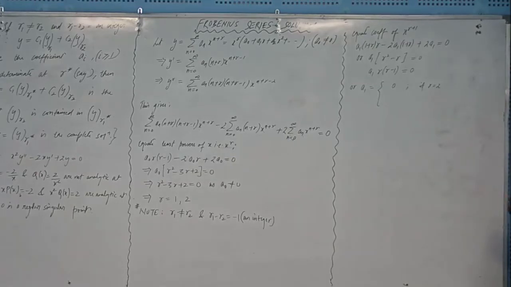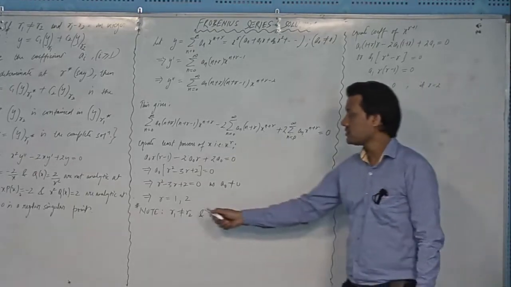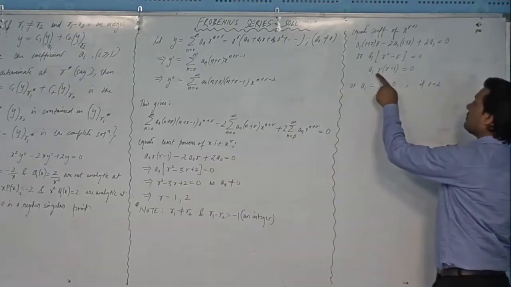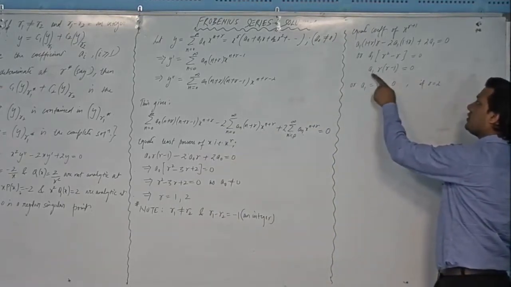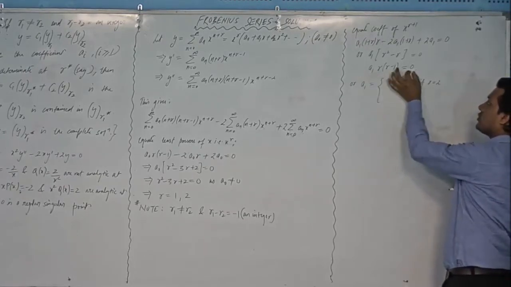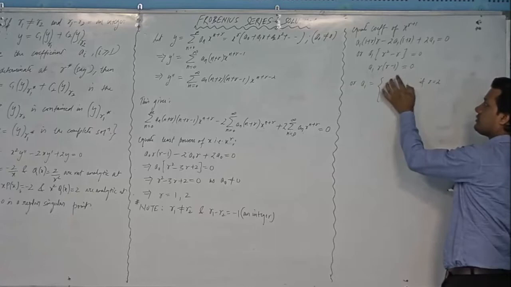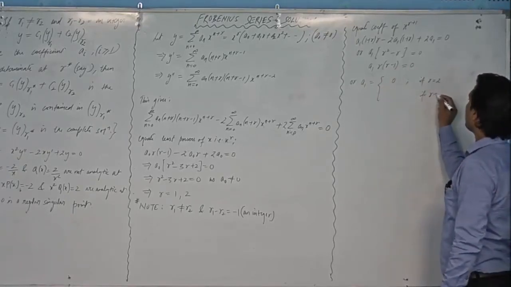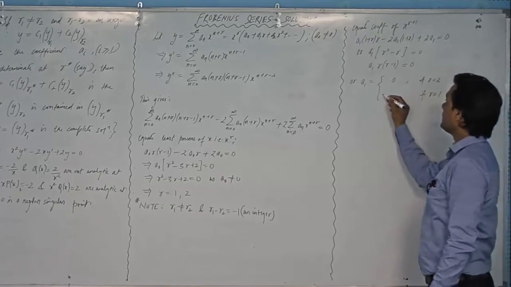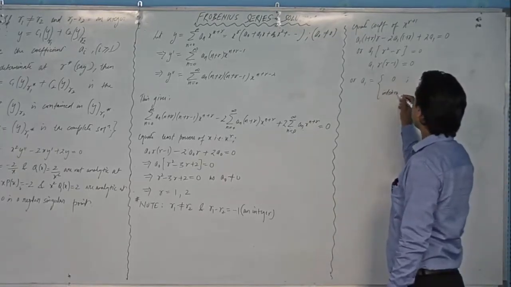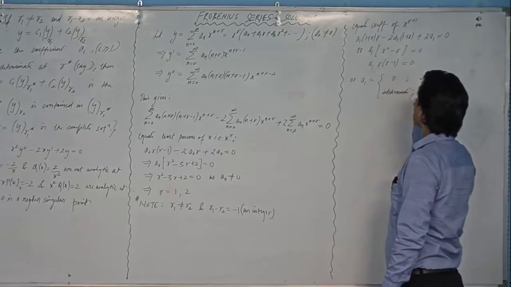But what happens if you put r equal to 1? This is another value, right? If you put r equal to 1 here, you will get a1 multiplied by 0 equal to 0, or a1 equal to 0 upon 0. This 0 can be taken here. a1 equal to 0 over r into r minus 1, and that will give you 0 by 0 form if you put r equal to 1, right? And that 0 by 0 form is indeterminate form, right?